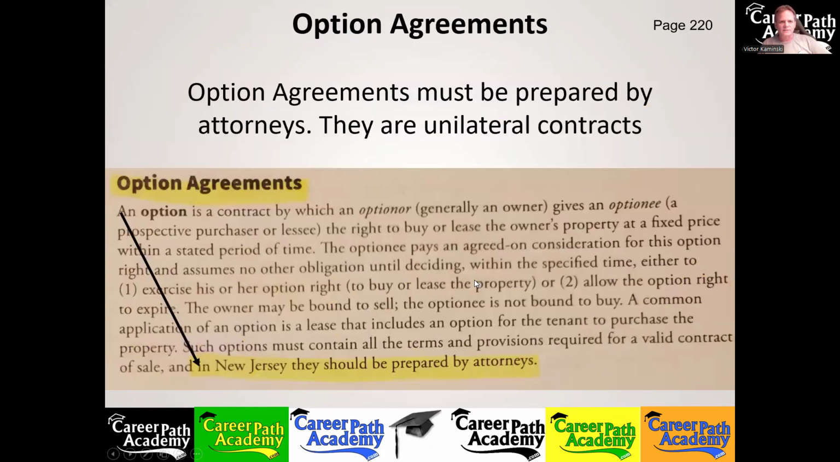Okay, option agreements, they must be prepared by attorneys. Option agreements in New Jersey, they should be prepared by attorneys. I know it says should, but they must. Option agreements must be prepared by attorneys.